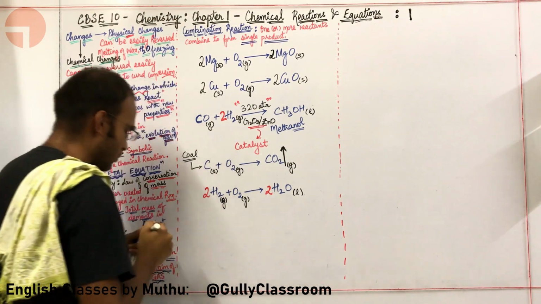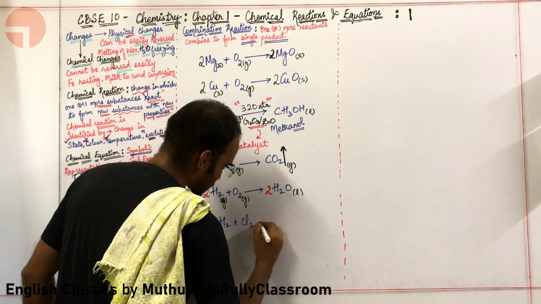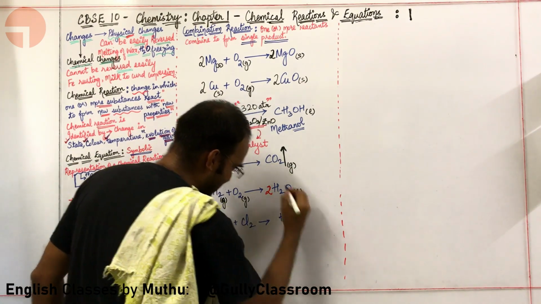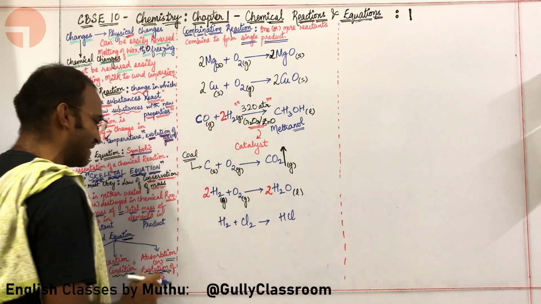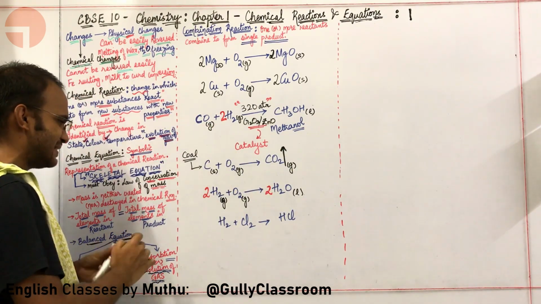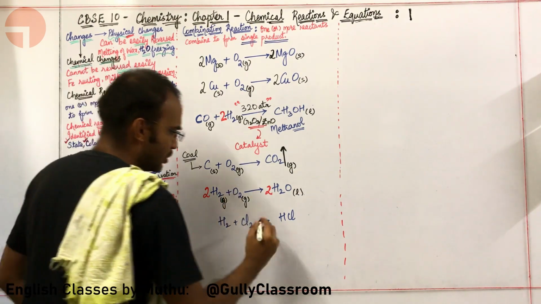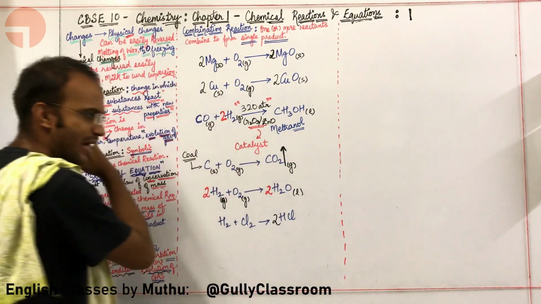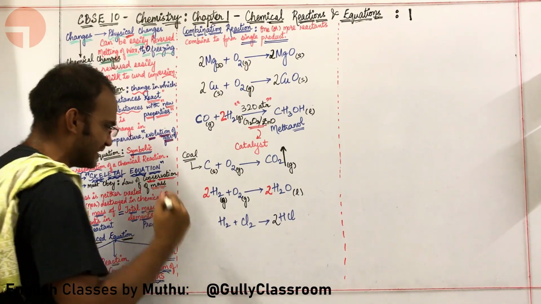Next, let us go for H2 plus Cl2 will give you HCl. Here hydrogen and chlorine combine to form hydrochloric acid or HCl. Let us balance this simple equation. Here there are 2 hydrogen and 2 chlorine. So in order to balance this, I am going to add a 2 here. Okay, sir. What about the next reaction?